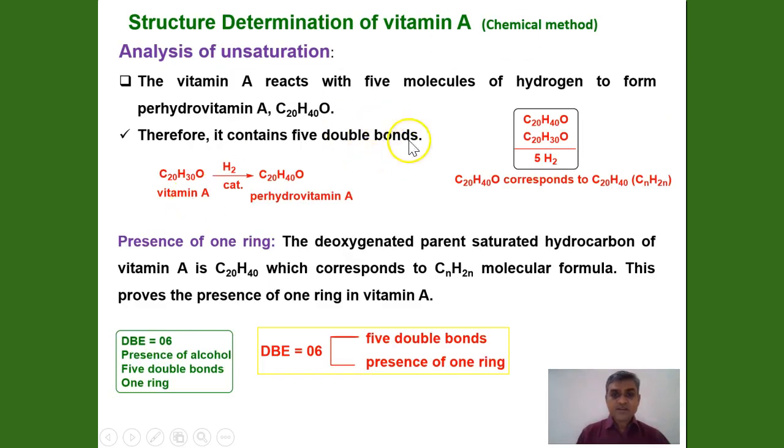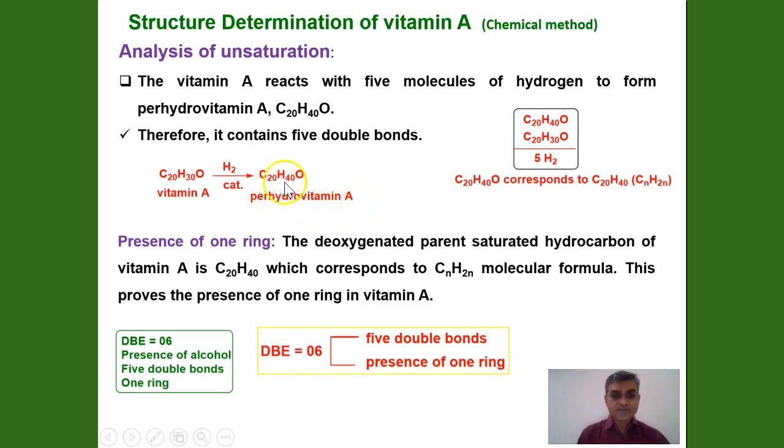Now let us find out the nature of unsaturation present in this vitamin A molecule. We have already proved that it contains 6 degrees of unsaturation, and to prove the nature of these 6 degrees of unsaturation, we have to perform a hydrogenation experiment. Vitamin A on hydrogenation in the presence of a catalyst results in the formation of a molecule with formula C20H40O, and it is called perhydrovitamin A.